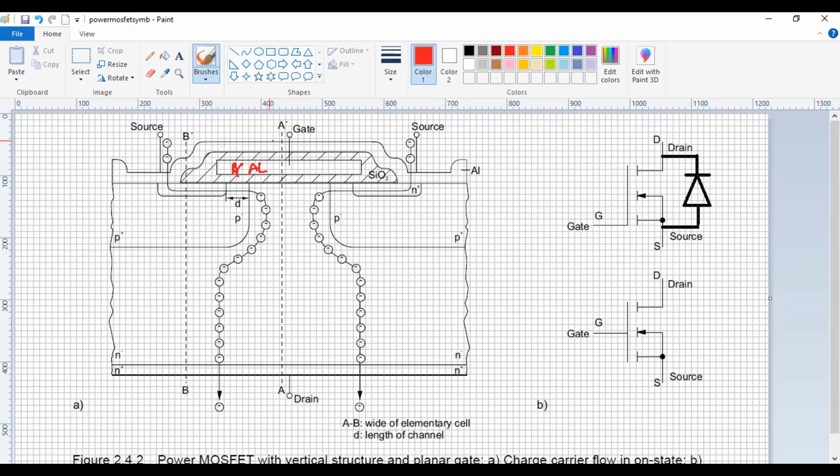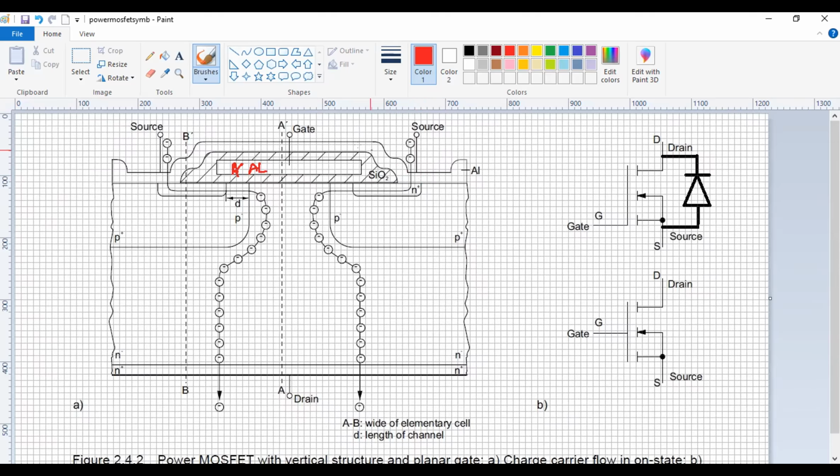Again, you can see there are several sources, meaning that, as we saw with the case of the power BJT, there are actually several of these smaller MOSFETs that are connected in parallel. So if you look at a single package of a MOSFET, it's really made up of a whole bunch of smaller MOSFETs. That way I can get more current from the same package.